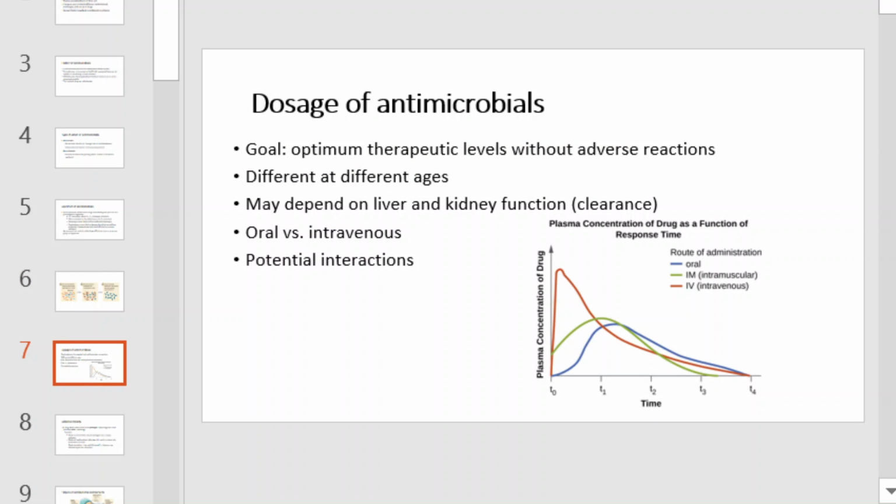Dosage of antimicrobials. The goal in dosing antimicrobials is to find a level that produces the desired outcome without adverse reactions. The optimal dose of antimicrobial can be different at different ages and can depend on liver and kidney function. It can also depend on whether the antimicrobial is administered orally or intravenously. The incorrect dosage, or even sometimes the correct dosage, can lead to potential interactions with other drugs.